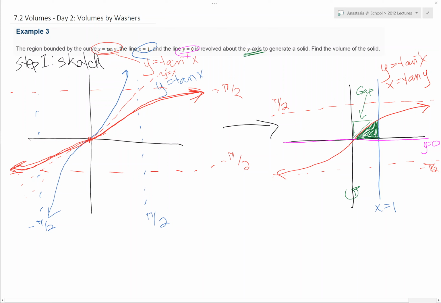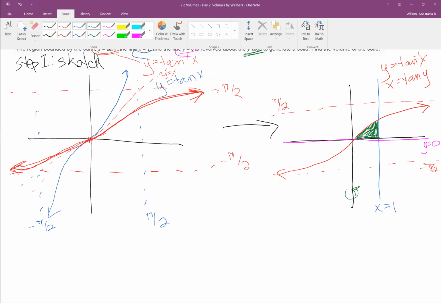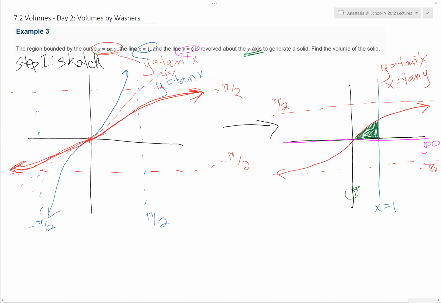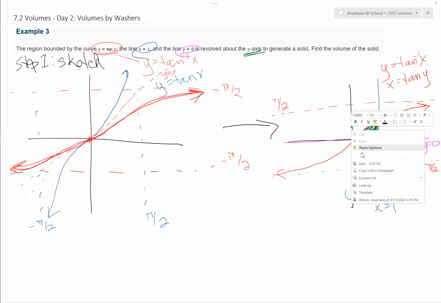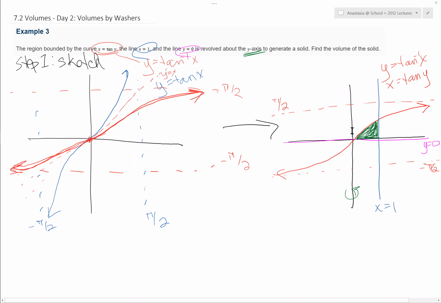Okay, so because there's a gap, we are going to have to use the washer method instead of the disk method. So to help us find our radii, I'm going to go ahead and erase that gap notation that I had, because we need to find the inner radius and the outer radius. Now the inner radius, we're going to start with our pencil at the axis of revolution, and then we're going to draw a line perpendicular to that until we get to our region, okay? So this little line segment here is our inner radius.